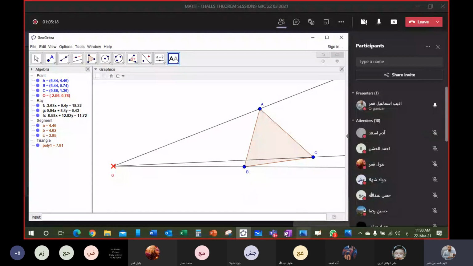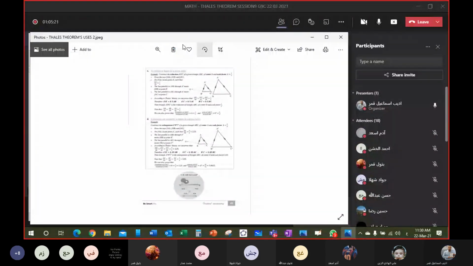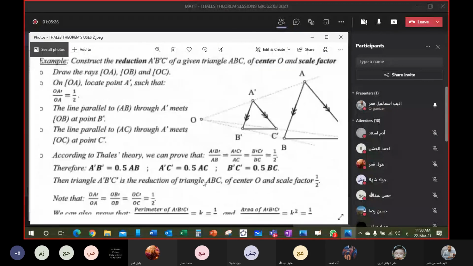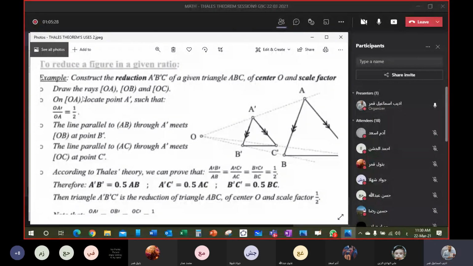Let's continue with the question, with the example. Draw the rays OA, OB, and OC. On OA, locate point A prime such that OA prime over OA equal 1 over 2. This is a very easy scale factor, a very simple scale factor. Why? Because we have 1 over 2. This means that OA prime is equal to what?